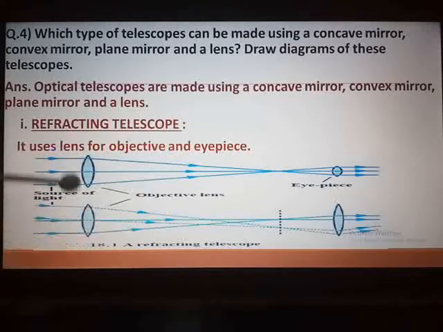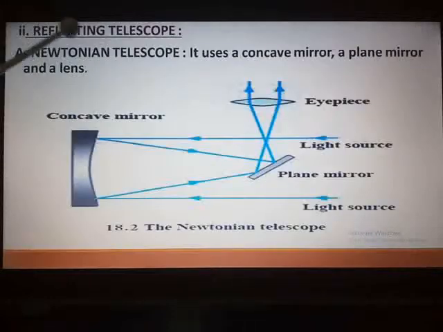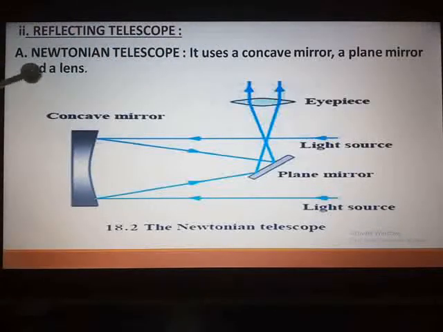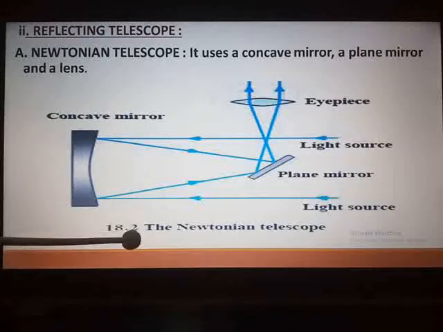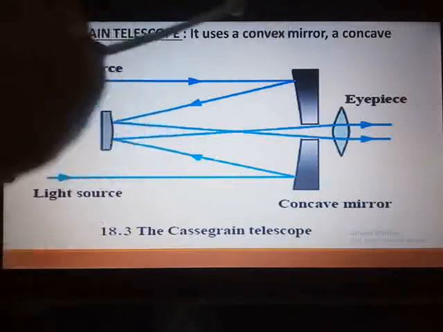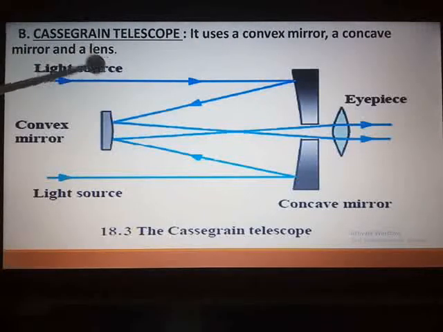Draw figure 18.1 from page number 210. Clearly they have given refracting telescope. Then second is reflecting telescope. You have to give the heading. Under that A, Newtonian telescope. It uses a concave mirror, a plane mirror and a lens. Draw figure 18.2 about the Newtonian telescope on page number 211. And A is Newtonian, B is Cassegrain telescope, which uses a convex mirror, a concave mirror and a lens. Draw figure 18.3 about the Cassegrain telescope, which is on page number 211.